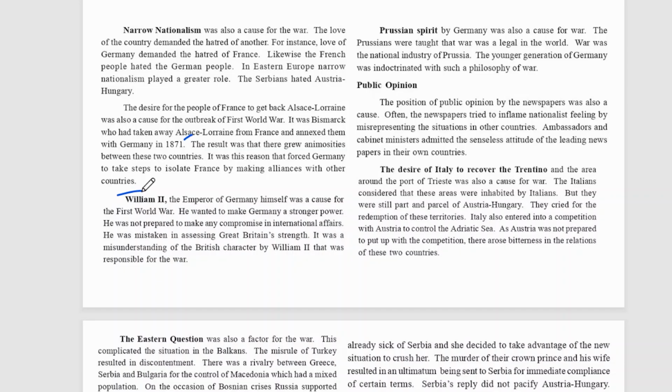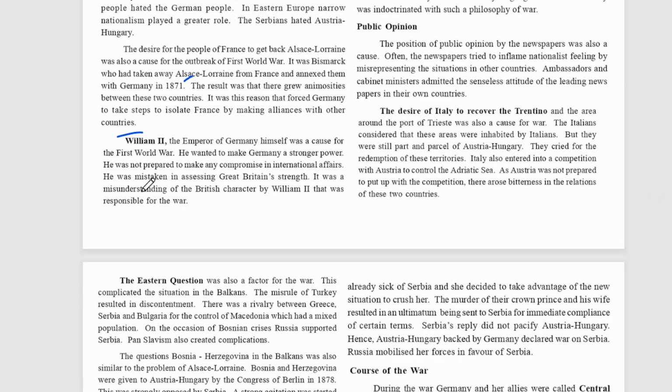And the Prussian spirit in Germany was also a cause for war. The Prussians were taught that war was legal in the world. War was the national industry of Prussia. The younger generation of Germany was indoctrinated with such a philosophy of war. And public opinion: the position of public opinion, shaped by the newspapers, was also a cause. Often, the newspapers tried to inflame nationalist feeling by misrepresenting the situation in other countries. And ambassadors and cabinet ministers admitted the senseless attitude of the leading newspapers in their own countries.